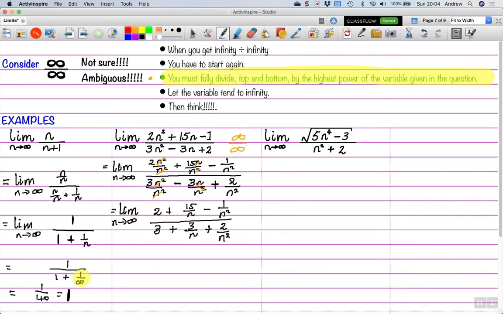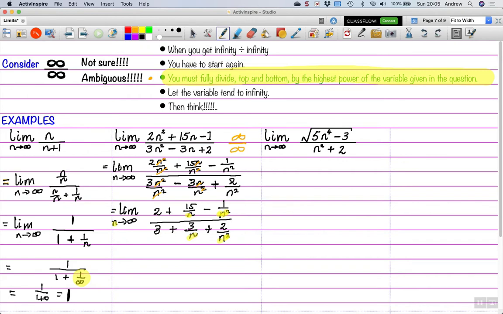Now, what do we know from the previous page? Well, that any number over infinity, and don't forget, when we substitute in here, n is going to be infinity. This is going to be infinity squared, so it will be infinity. This will be infinity, because n is tending to infinity. Well, what's 15 over infinity? We already know the answer to that. 15 over infinity is 0.